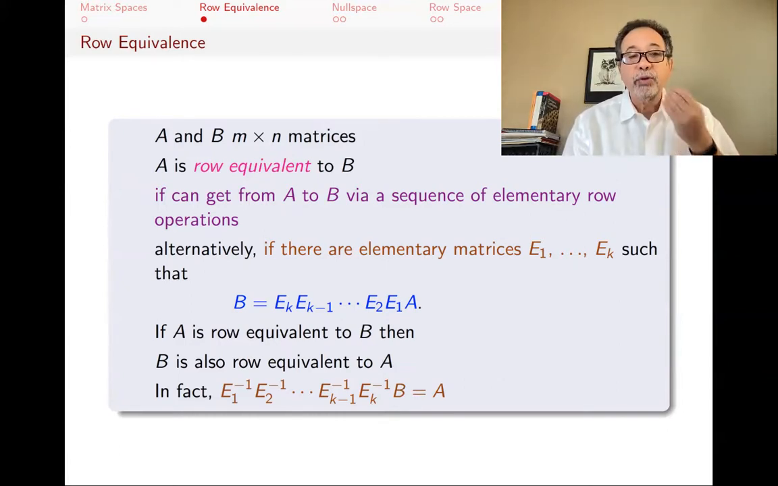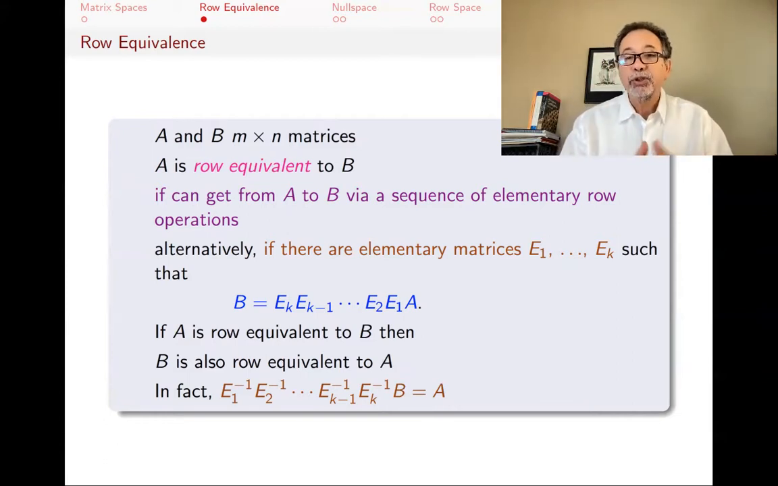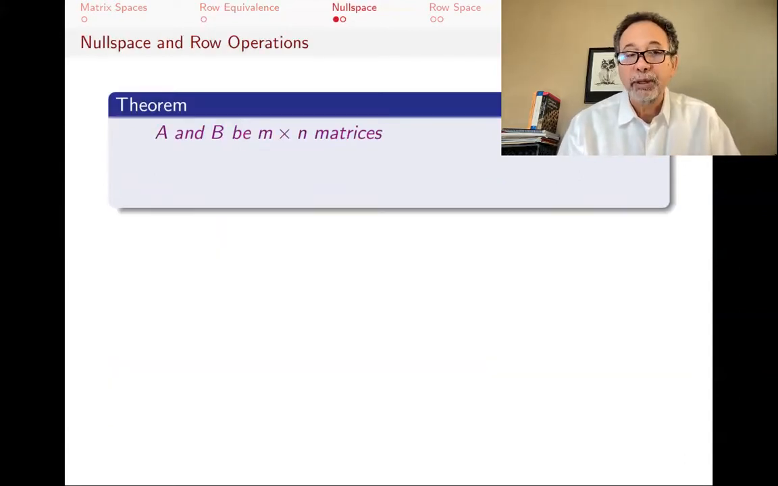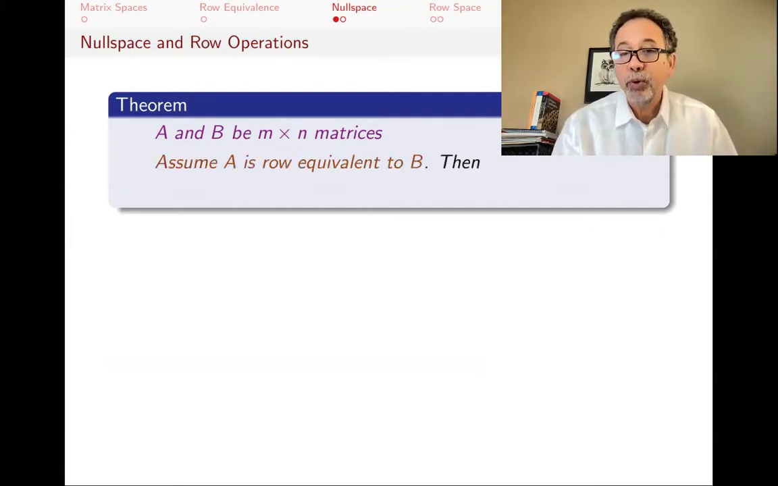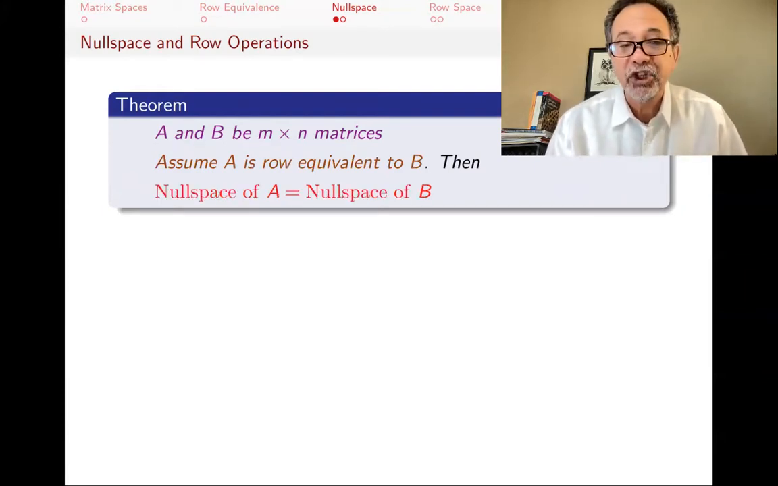So again, what we're going to do is we're going to say two matrices are row equivalent, meaning that you can get from one to the other by elementary row operations. What happens to the null space, the row space, and the column space? So let's start with null space. If A and B are two n by n matrices and assume that they're row equivalent to each other, so again, you can get from one to the other by elementary row operations, then their null spaces don't change.